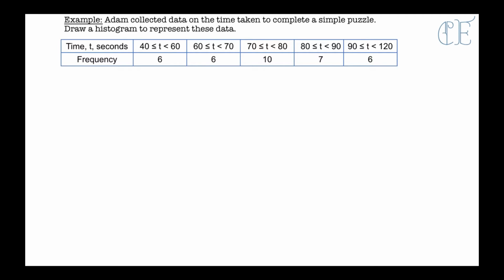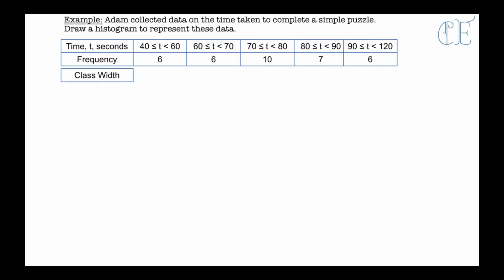Okay, so you are being told in this frequency table that it took 6 people between 40 and 60 seconds to complete a simple puzzle. It also took 6 people between 60 and 70 seconds. It took 10 people between 70 and 80 seconds. It took 7 people between 80 and 90 seconds. And it took 6 people between 90 and 120 seconds. Okay, so your job is to now represent that on a histogram.